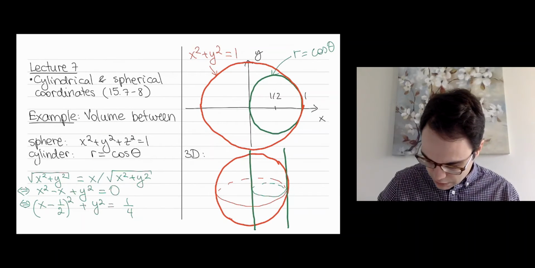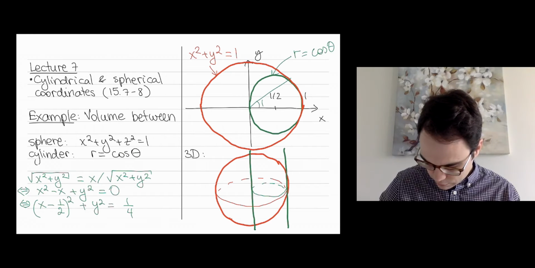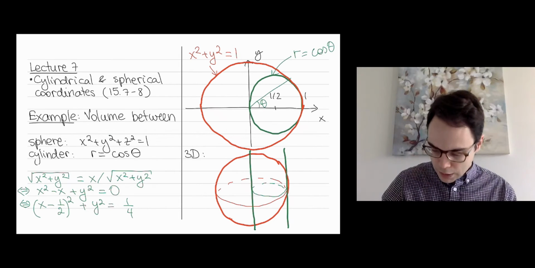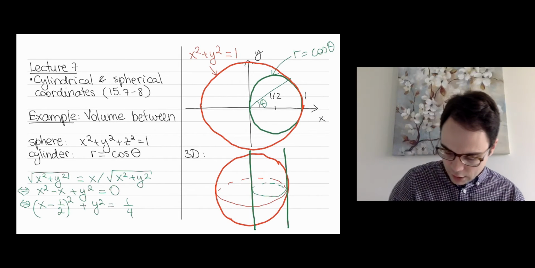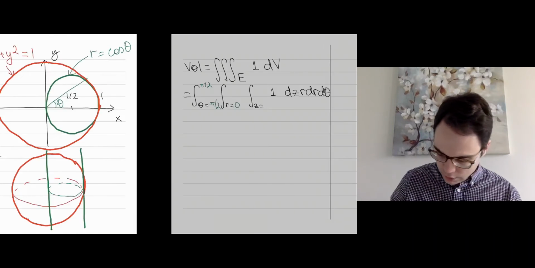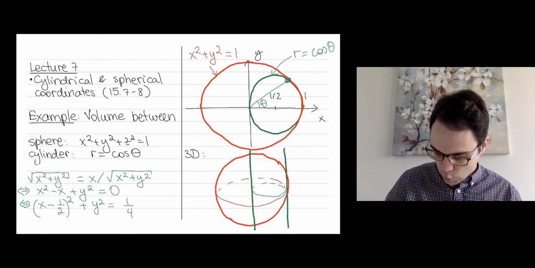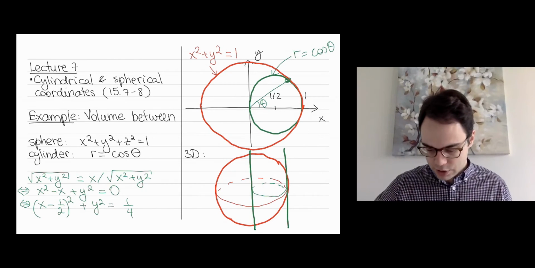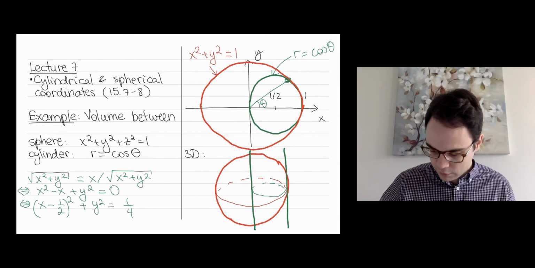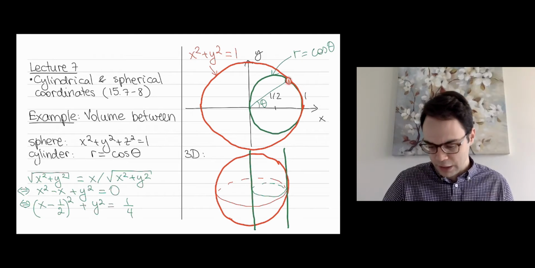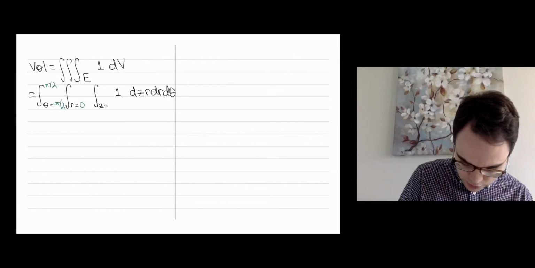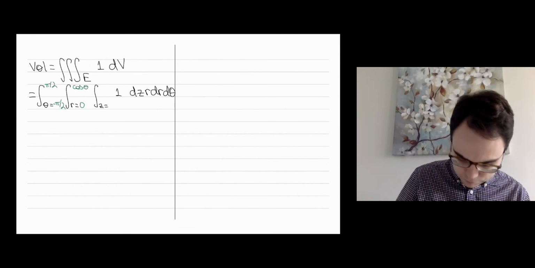Now if I fix an intermediate value of theta and shoot out a ray with that angle, I will enter the disk immediately, when r is equal to 0, and I will leave the disk when I'm on the boundary circle. But on the circle, I know that r is equal to cosine theta, using this relation that's true on the circle. So I will leave the circle when r is equal to cosine theta.